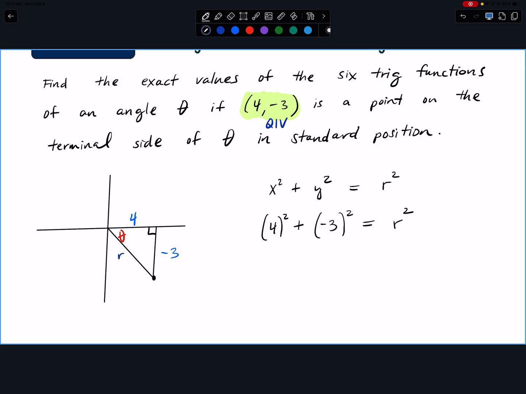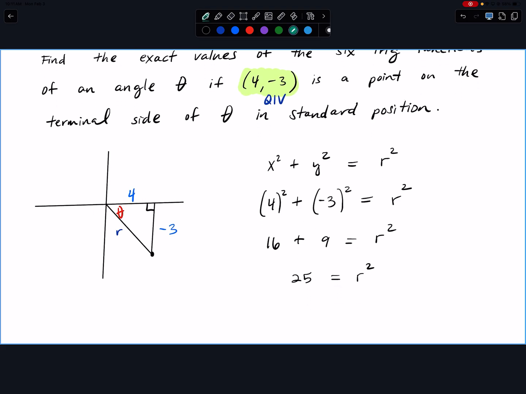What's 4 squared? 16 plus. Guys, we're in pre-cal. Please don't make these rookie mistakes. A negative squared always gives me a positive. What's 3 squared? 9. 16 plus 9? Square root both sides. Technically, do you guys agree it should be plus or minus? Okay, but the radius, whenever we do these problems, distance should always be positive. So because it's a radius, we don't care about the negative. So it's just going to be 5.